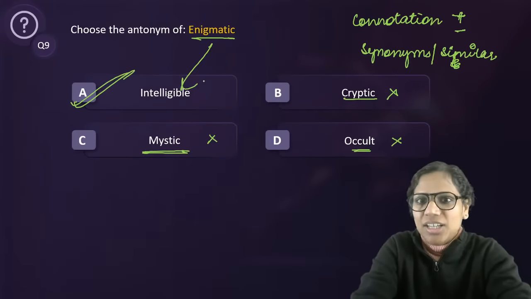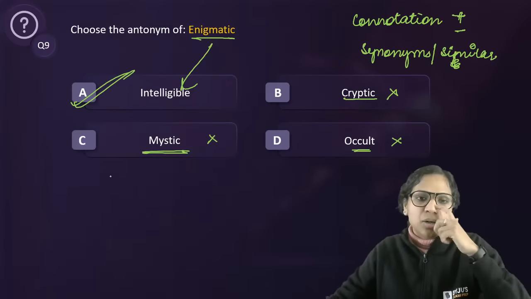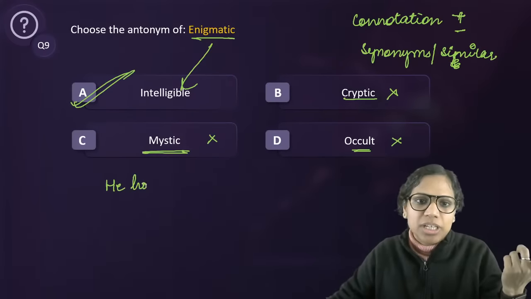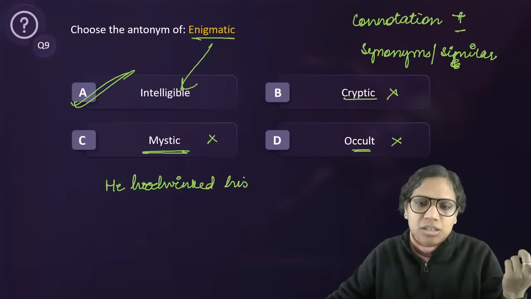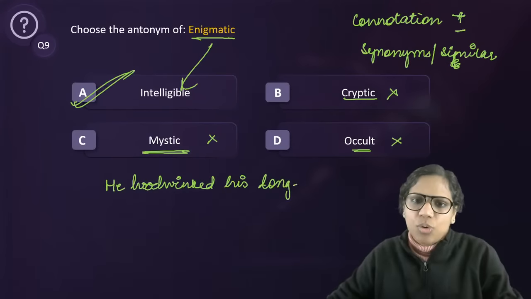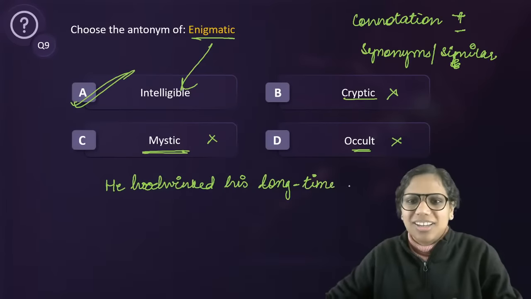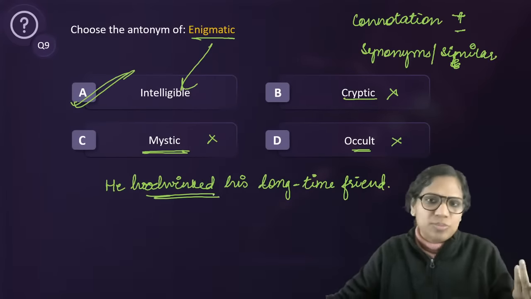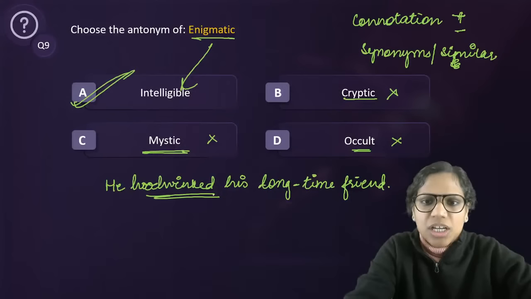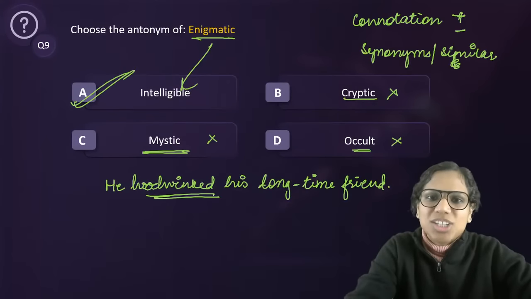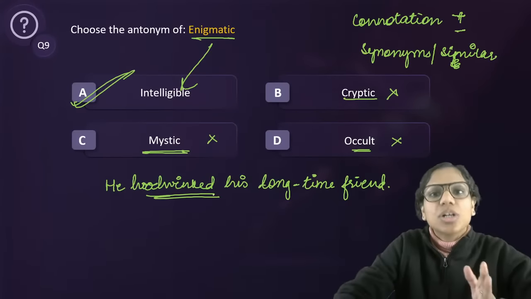Okay, so he hoodwinked his long time friend. बताओ, long time friend को धोखा दे दिया. He hoodwinked him, he deceived him. Okay, it could be in any terms, right? So that's a usage to hoodwink someone. It's a verb.